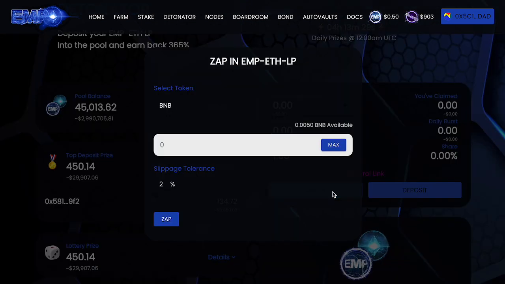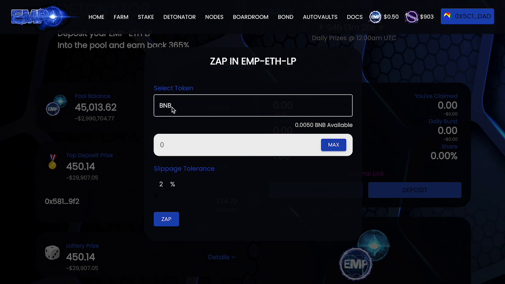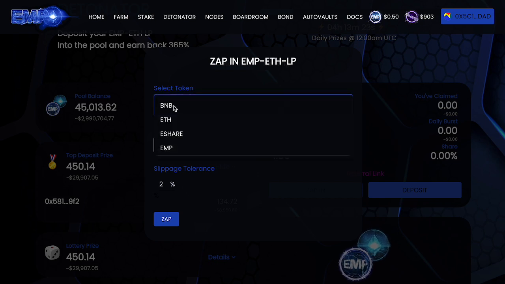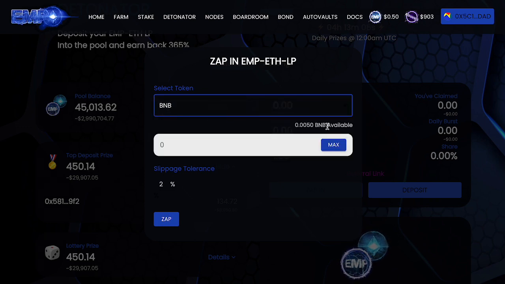Zapping is similar. The interface is a little different. Again, here you have a choice of 4 different tokens that you can use to make LP, and the detonator contract will do this for you. You can only choose one. So you can say either BNB, Ethereum, eShare, or EMP tokens I want to use to create my LP. So you select which token you want to use. It will then show you how much of that token you have available. And then again, you can say max, or you can put in a number yourself here.